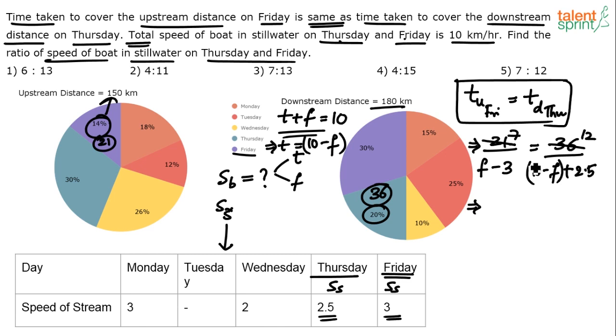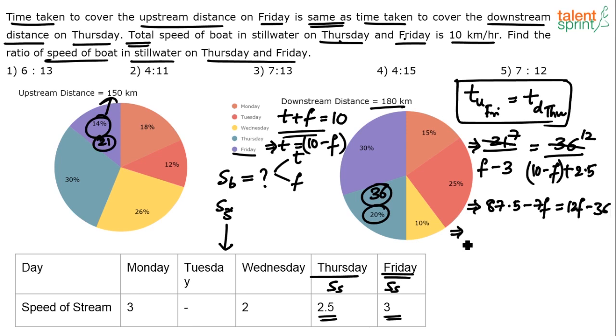I'm short of space here, so I'll do the calculation directly. 10 plus 2.5 is 12.5. 12.5 into 7. So 12 into 7, 84. 0.5 into 7 is 3.5, right? So 84 plus 3.5, 87.5. 87.5 minus 7F equals 12F minus 12 into 3, which is 36.